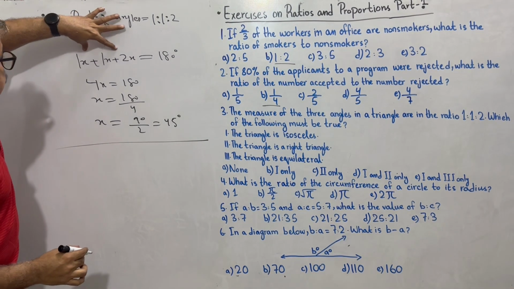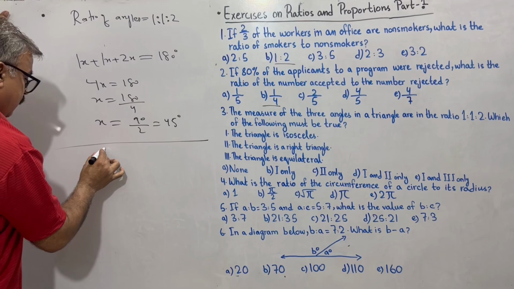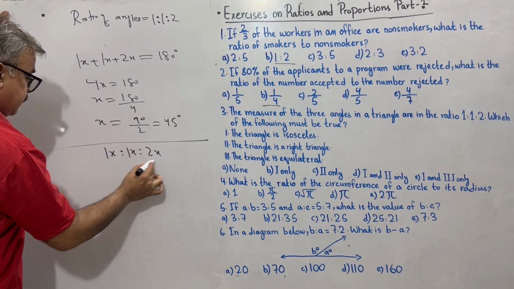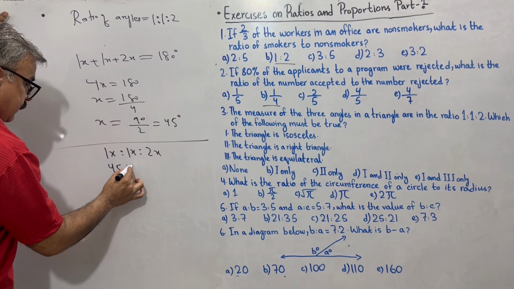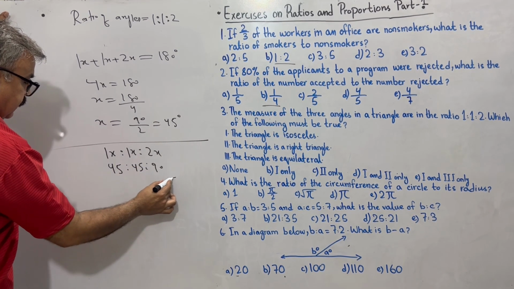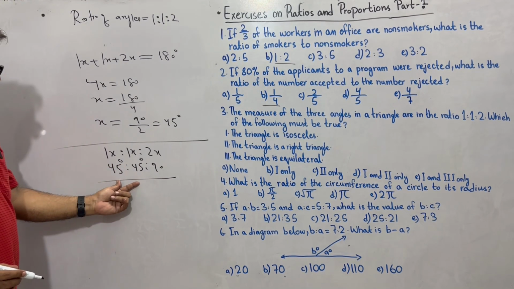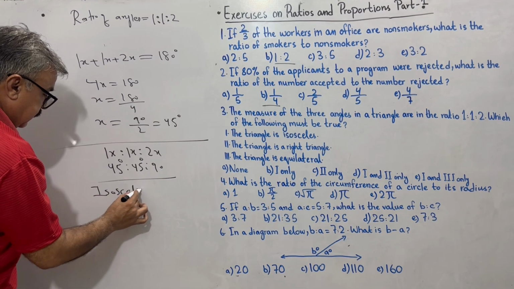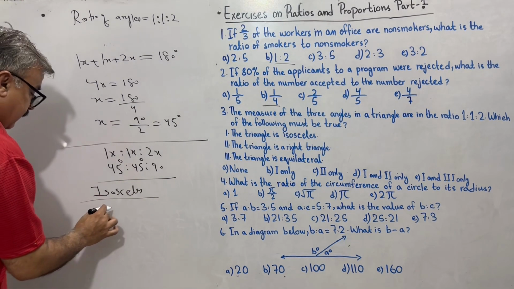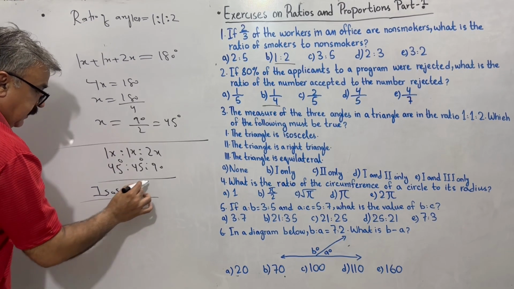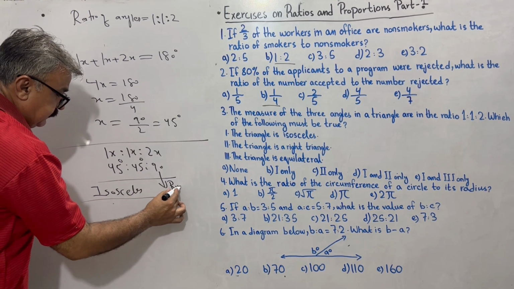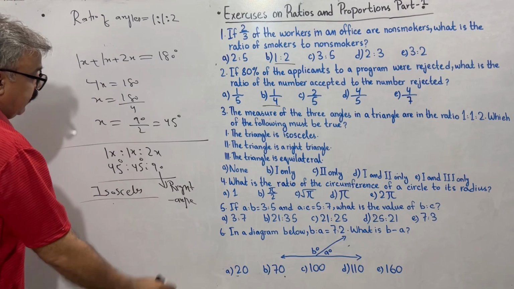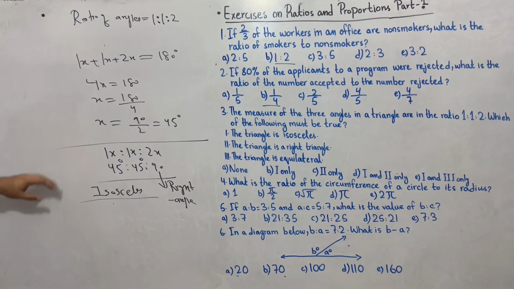Utilizing this fact, the angles are 1 times x, 1 times x, 2 times x, meaning 45, 45, 90. So two angles are equal, so the triangle is isosceles. Statement one is valid. Second, one angle is 90. This is a right angle triangle. So the given triangle is isosceles as well as a right triangle.